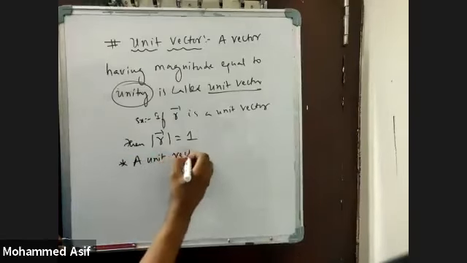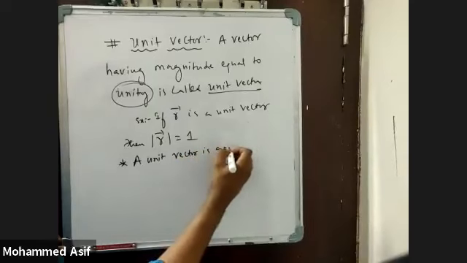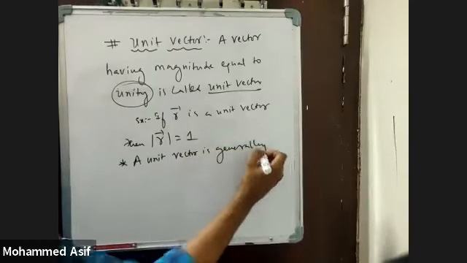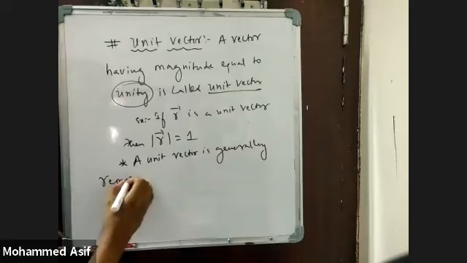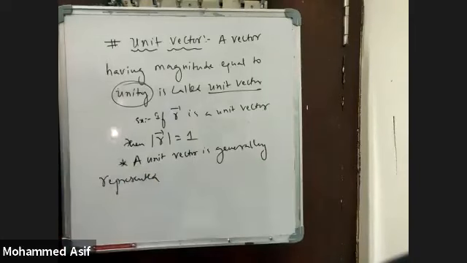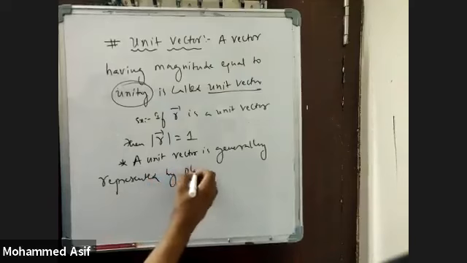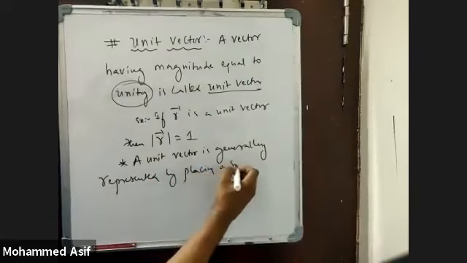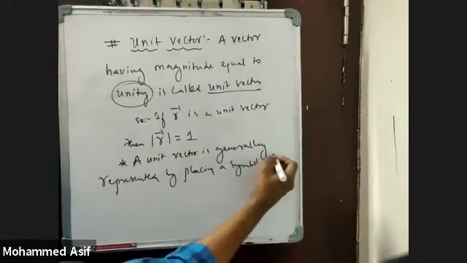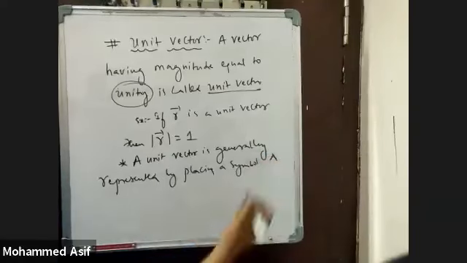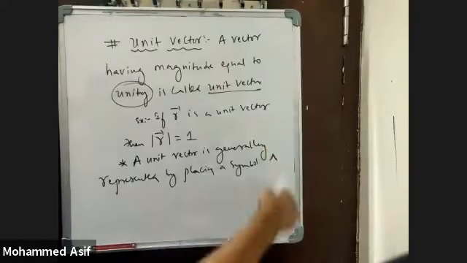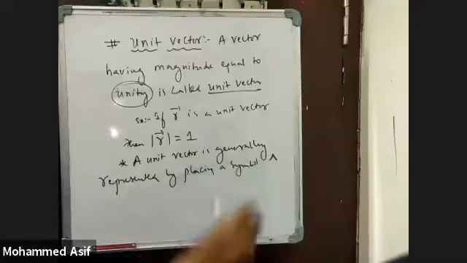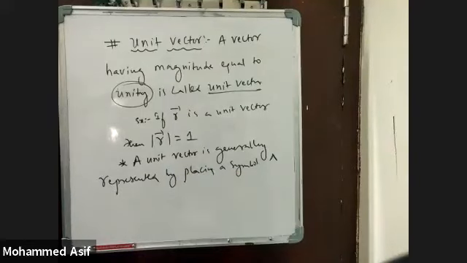A unit vector is generally represented by placing a symbol like a cap or hat, a caret shape, the reverse of your V. A unit vector is generally represented by placing a symbol.